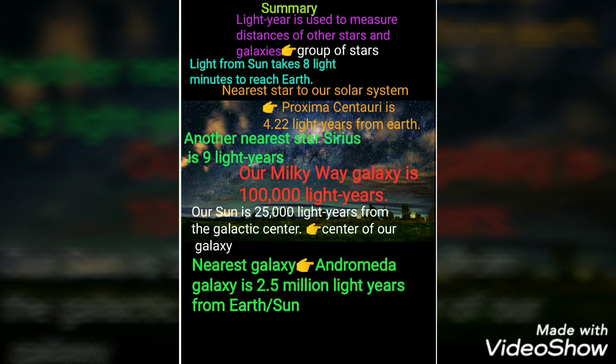Our Milky Way galaxy is 100,000 light years across. Our Sun is 25,000 light years from the galactic center. Galactic center means center of our galaxy. The nearest galaxy, called the Andromeda Galaxy, is 2.5 million light years from our Earth or the Sun.